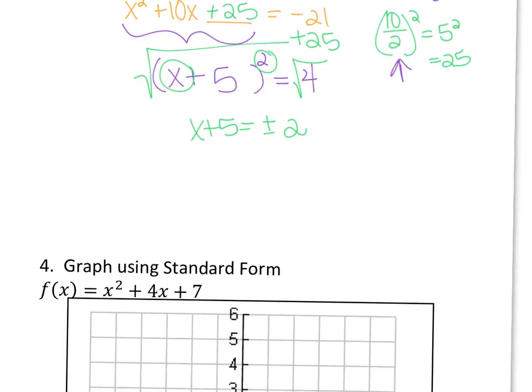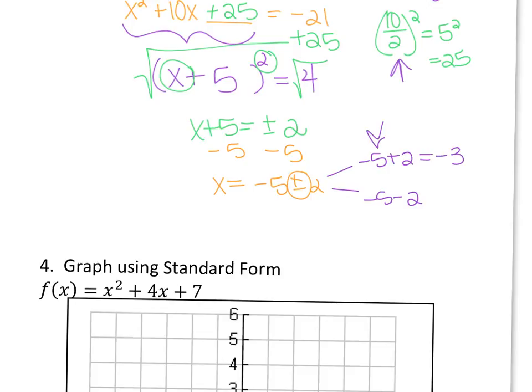Well, then I need to get x alone, so I'll subtract 5 from each side. So I get x equals -5 plus or minus 2. If I have the plus or minus, that means I have two equations. So I'm going to have to split this up into -5 plus 2 and -5 minus 2, which will give you a -3, and then this gives you a -7. So these are your two answers, -3 or -7.